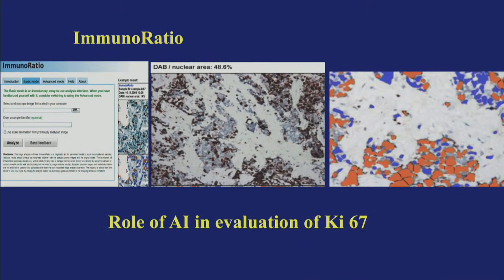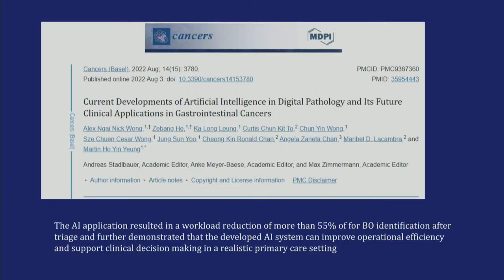So you have an AI module called ImmunoRatio, wherein you scan the slide showing the highest area of Ki-67 and upload it in this ImmunoRatio method, and it will give you a calculation of the Ki-67. And for example, in the second figure, it is calculated and it is said that it is 48%. So this will help. And this is the third picture, which is using AI. It is identifying the hot spots and giving the Ki-67. So AI plays a critical role here.